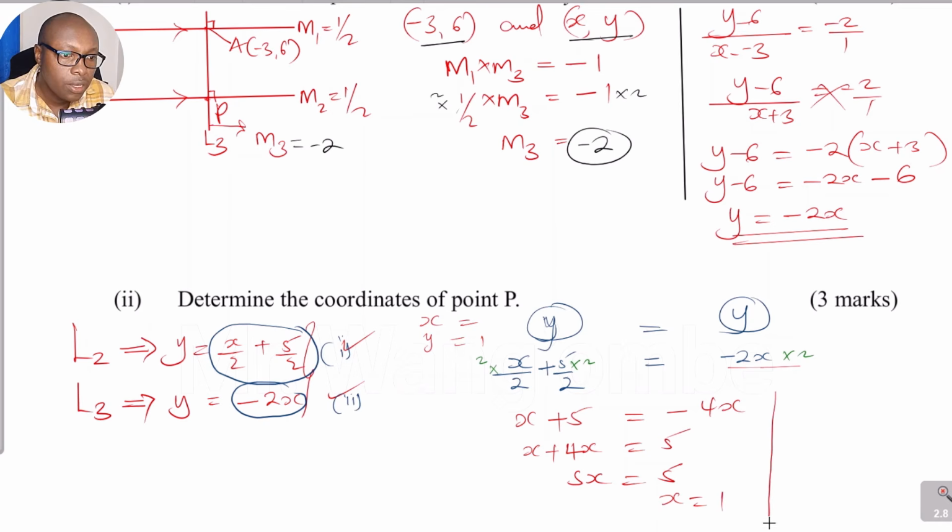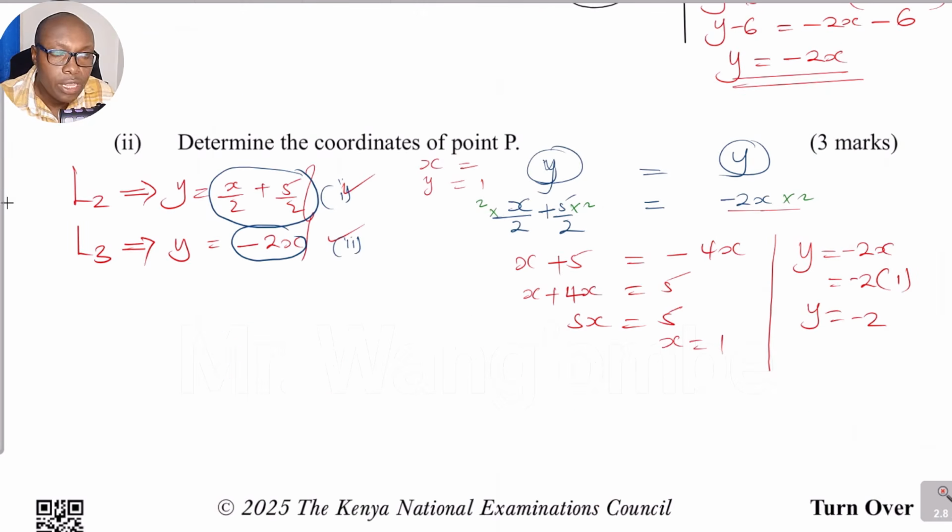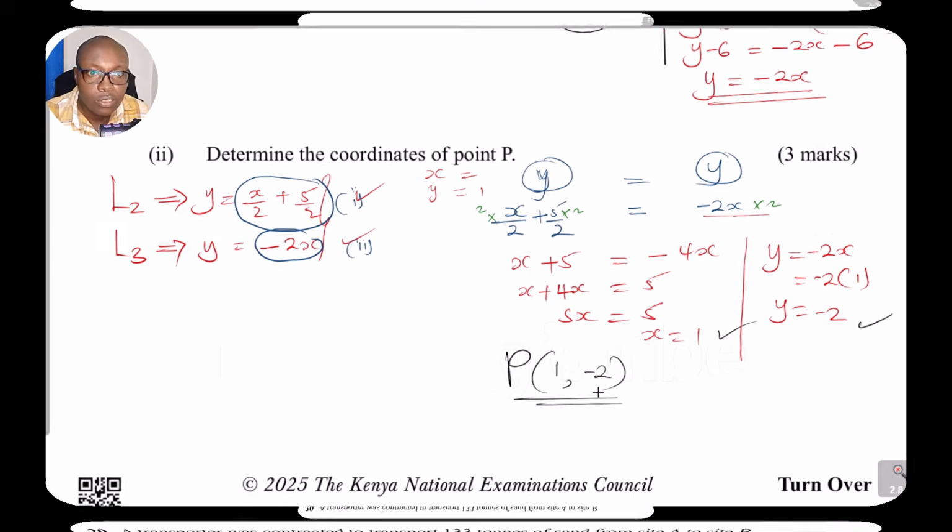Once you get x equals 1, then to get y, just substitute it in this function, y equals negative 2x. So this is negative 2 times 1. x is 1, so y will be negative 2. So now, with the values of x and y, that will give us the point of intersection of the two lines. The x coordinate will be 1 and the y coordinate will be negative 2. So that is how you get the coordinates of point P.